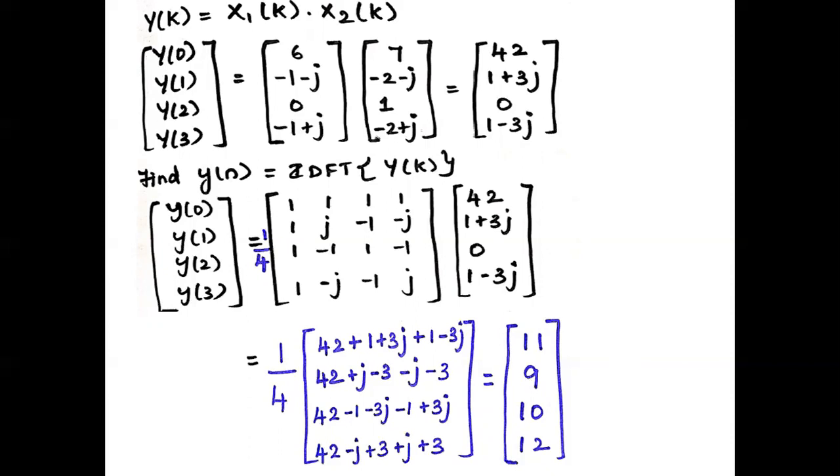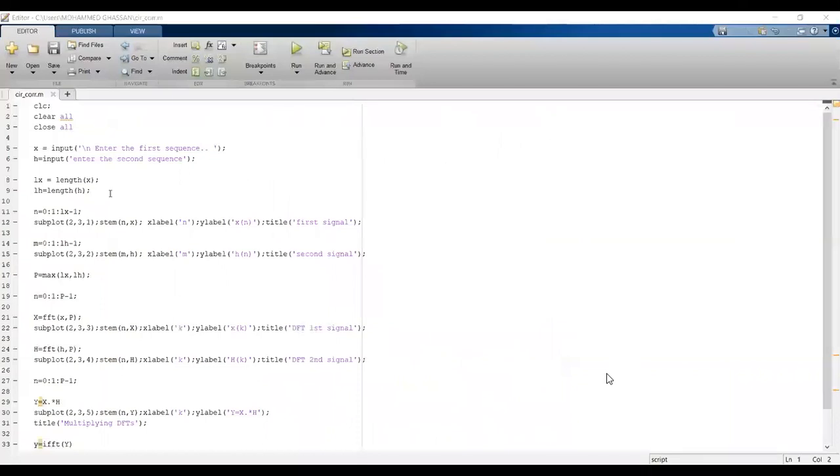So which is nothing but circular convolution. We will see how to execute this program using MATLAB. When we are writing the program, we have to start with clc, clear all and close all. Before writing any program, we start with clc, clear all and close all. Clear the command window, clear all the variables and close all the figures and existing files.